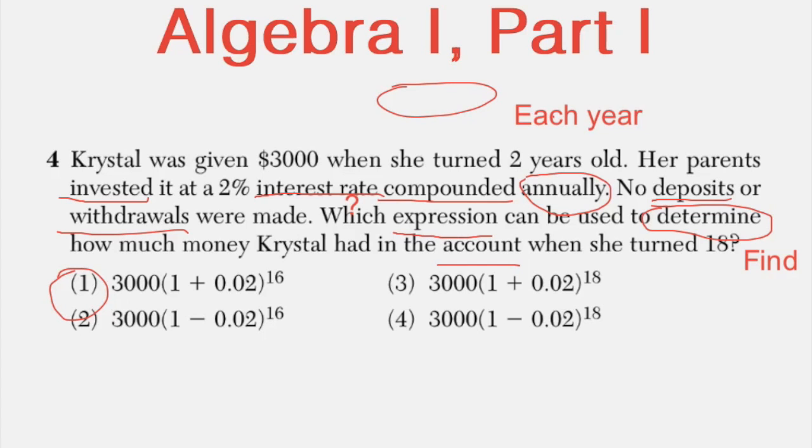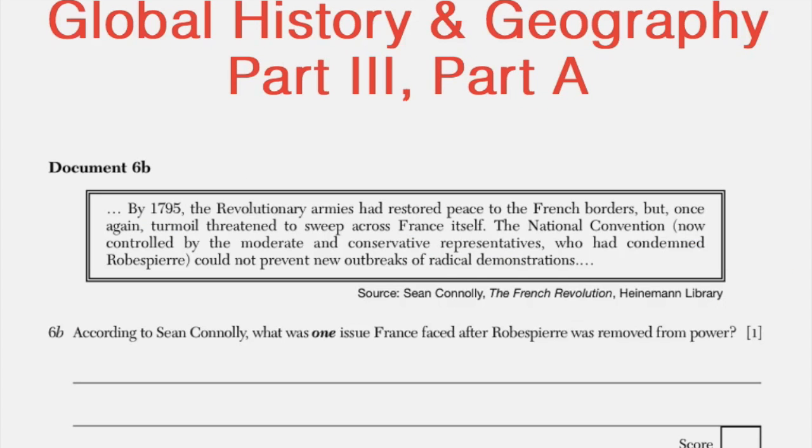Let's go on to another example. This question is from the Global History and Geography, Part 3, Part A. This is a document-based question. Let's try to understand it. First, let's look at the question. Find the question word. The question word is what?